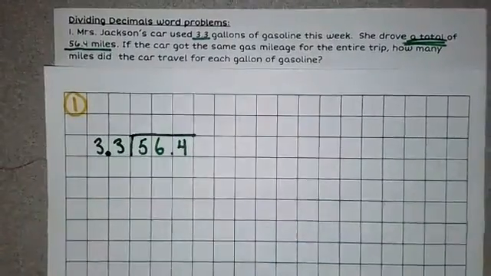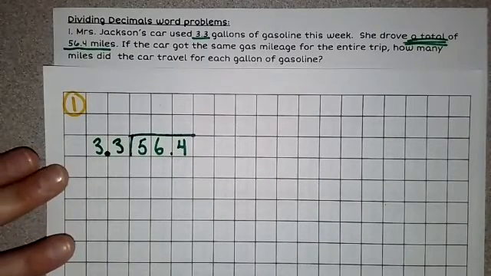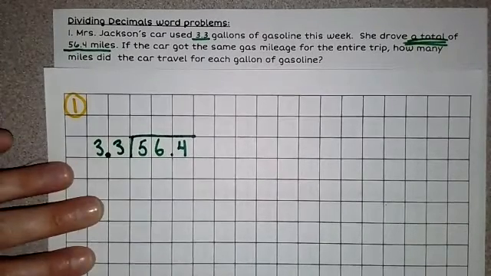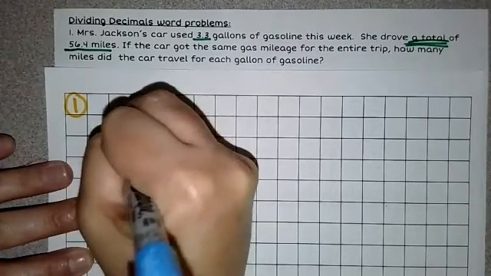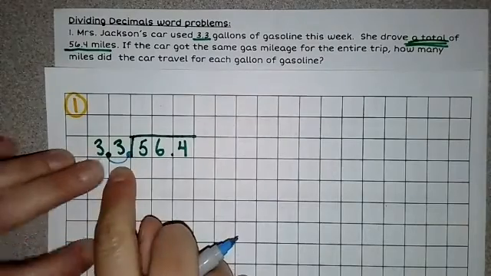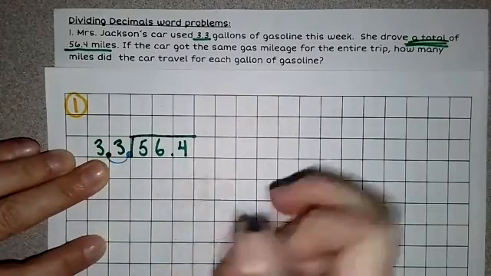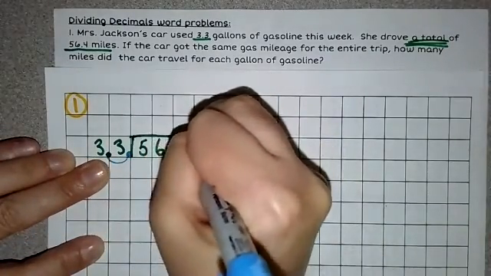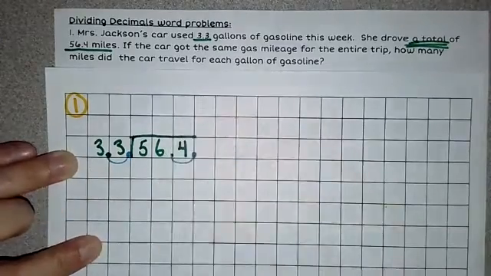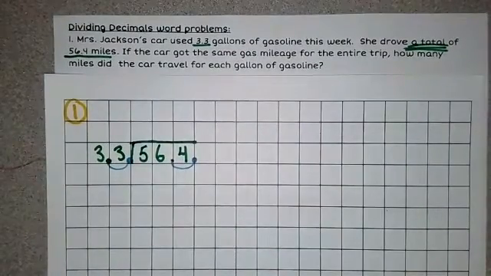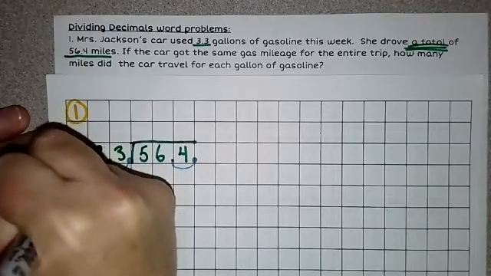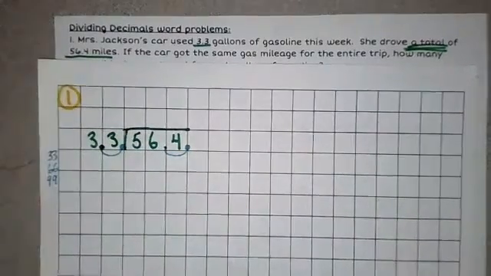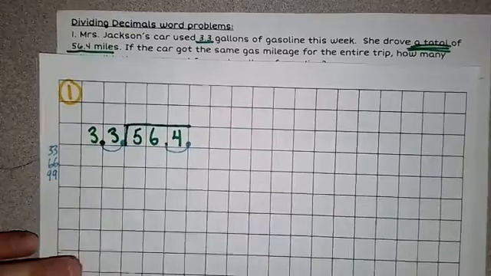Now, before I can divide, what do I have to do? Good. Move the decimal behind the 3. And if I move it on this side, I have to move it on this side. I'm going to move this decimal behind the 4. So now my decimals are in the correct place. I'm going to list out a couple of multiples of 33, and I'll go from there.